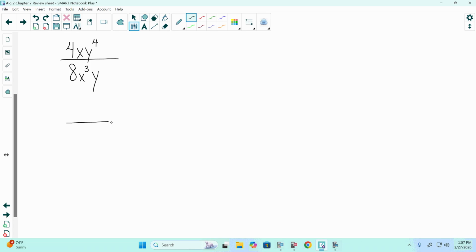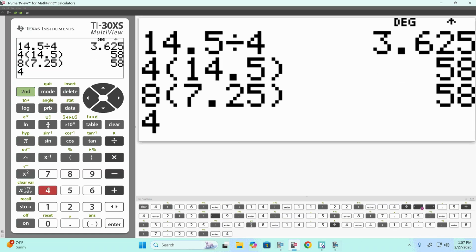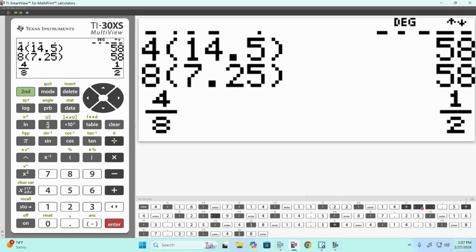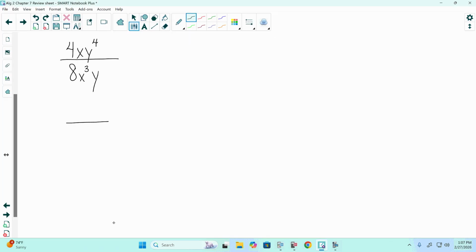Now our 8 over 4, well, we just plug that in a calculator. 8 over 4 is 1/2. So I know for sure I have a 2 on bottom. If I wanted to, I could write the 1 on top. But really, there's no point in writing that, especially if we have terms left on top. Now, if it turns out that we have x and y on bottom, there's nothing left on top, then I'll need to go back and put that 1 back in.